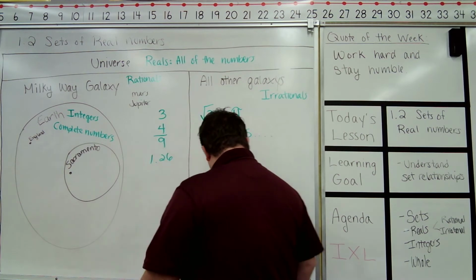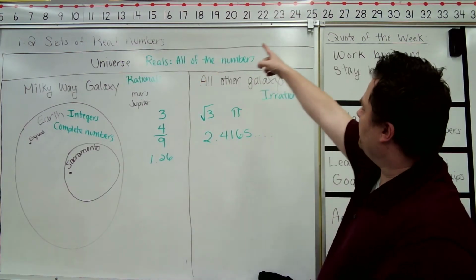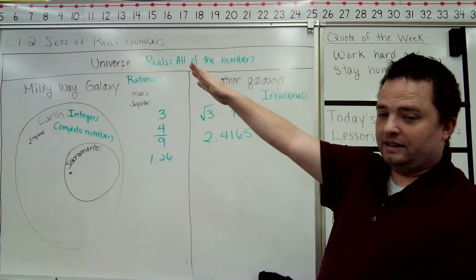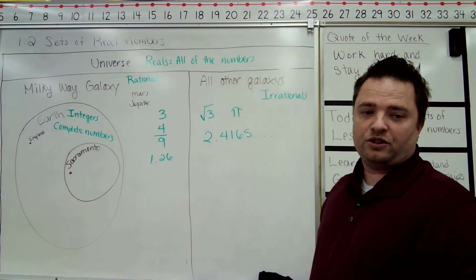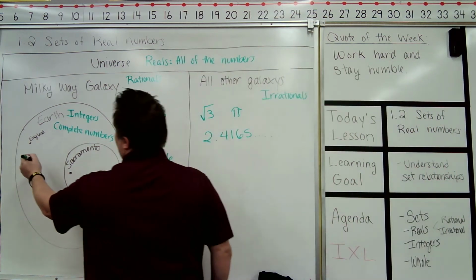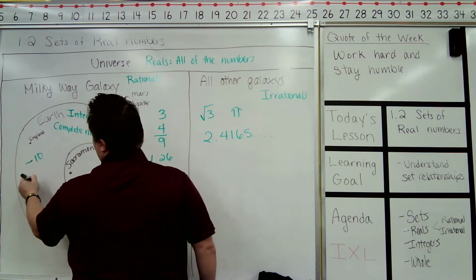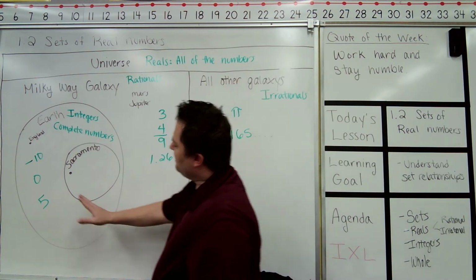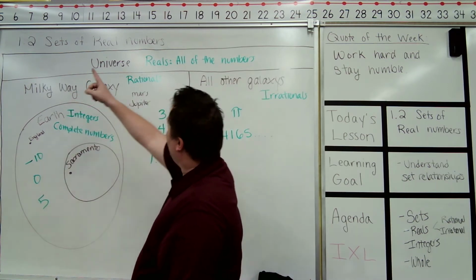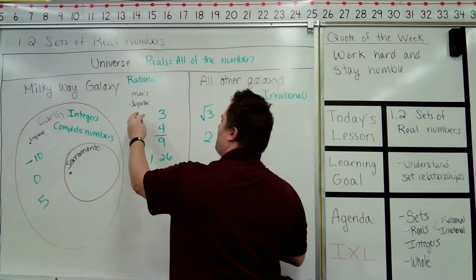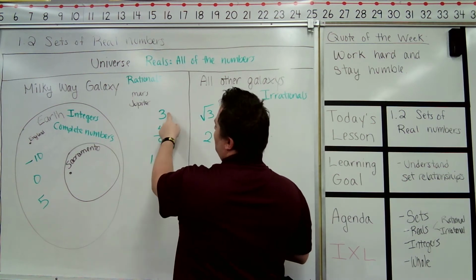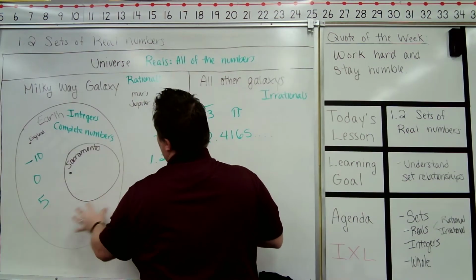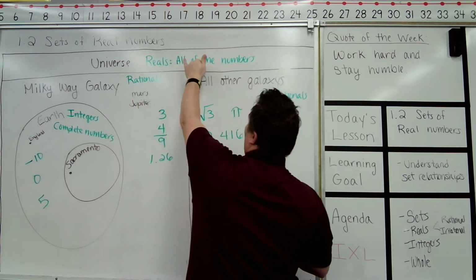They are the numbers on this number line that you see here: 25, 24, 23, 22, and it goes all the way to 0, and it includes all of the negative numbers too. Things like -10, 0, or 5. These numbers are also a member of the rationals because they can be turned into fractions. These integers are rational, but they're also real.